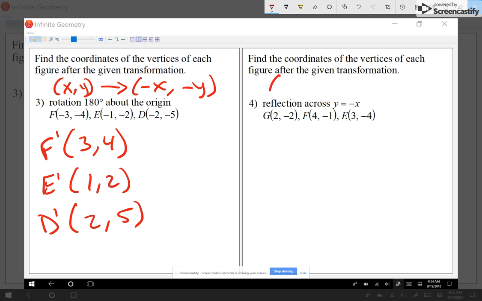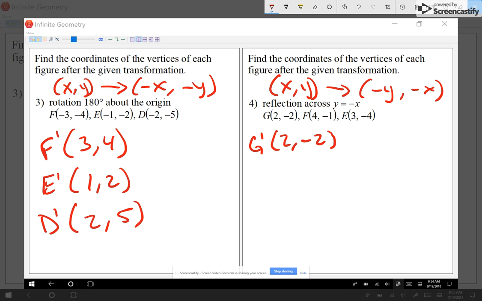Now looking at example 4, reflection across y equals -x. If I look at the board, it says that x, y becomes -y, -x. So I have to flip the numbers and change both signs. So if I want to get the coordinates of g prime, I'm going to get 2, -2.